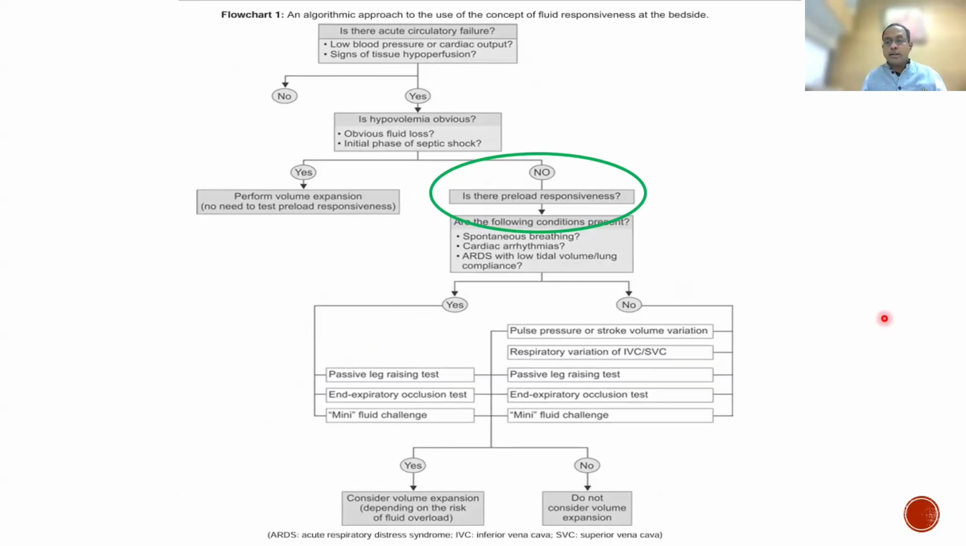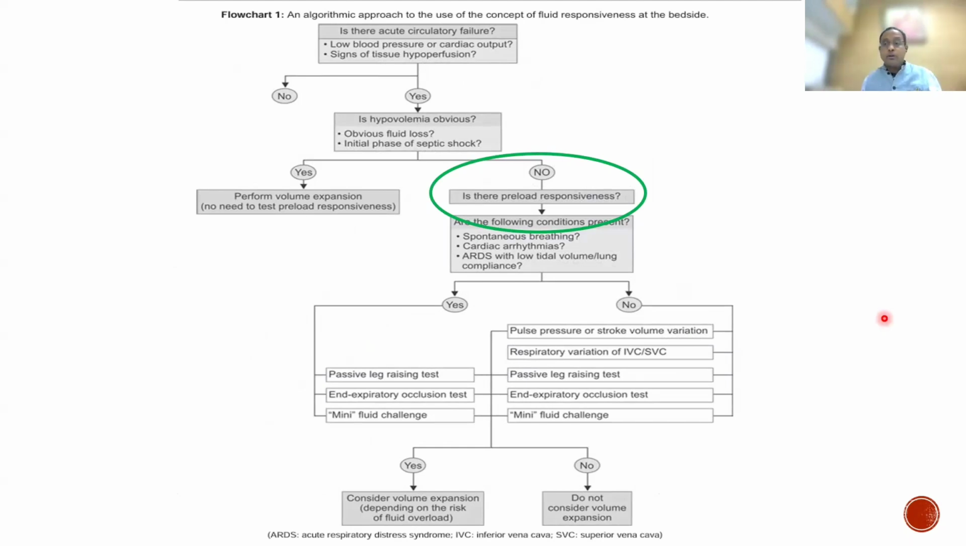It is not that every patient in ICU who is coming to you should be assessed for fluid responsiveness. We should not be checking the IVC in all the patients. We should not be doing PLRs in all the patients. If there is a sign of acute circulatory failure and there is obvious hypovolemia, that initial phase, if the patient has come in septic shock, or if there is obvious hemorrhagic shock, you have to just go and do a volume expansion.